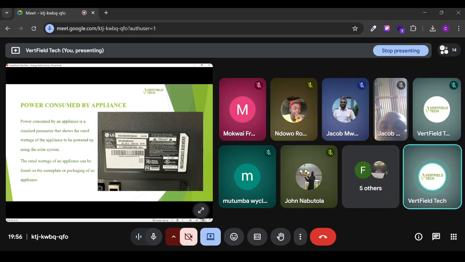Now looking at my screen clearly, you will see a nameplate. The image you are seeing there is a nameplate. I want you all to look at it clearly. Is there anyone who is seeing the picture clearly who can tell us the energy consumption of this LG TV? You can use your hand to zoom in. Unmute yourself to tell us the energy consumption of the TV or use the chat box to send in the answer, please.